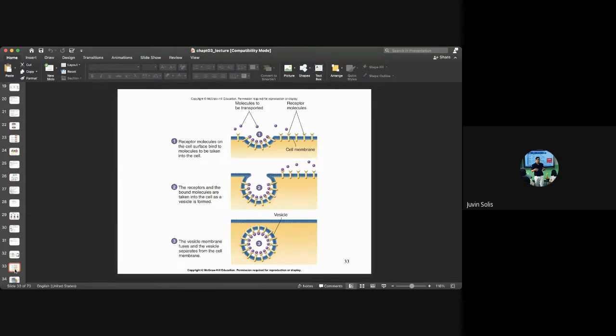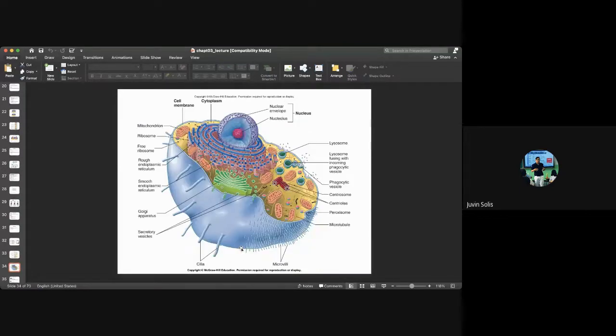Okay, just like this one. How about this? This is your receptor mediated endocytosis. Okay, it means that we are using a vehicle like this one, receptor molecules here, and then eventually they will go here, and then they're already all inside. Okay, so let's go back here.